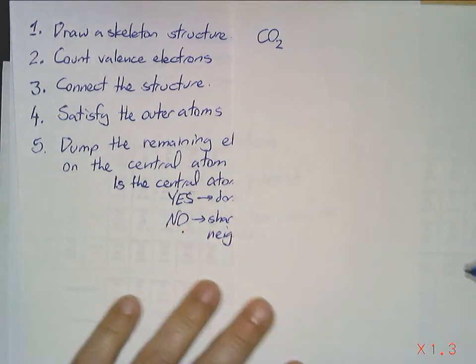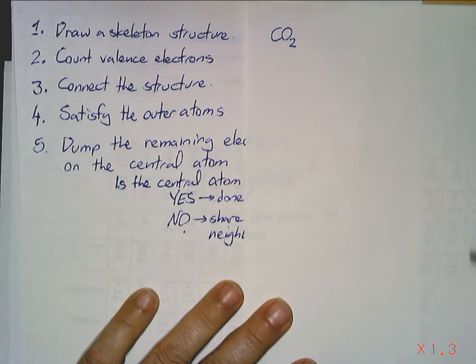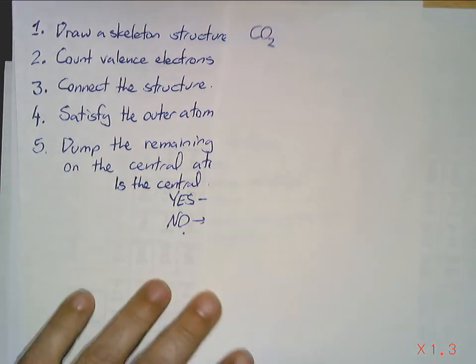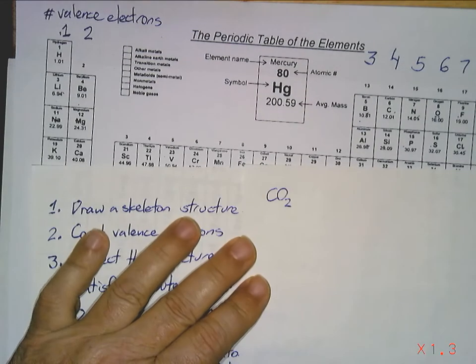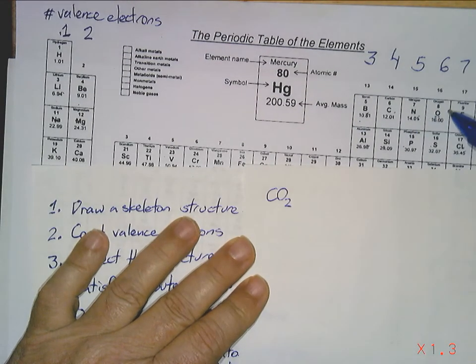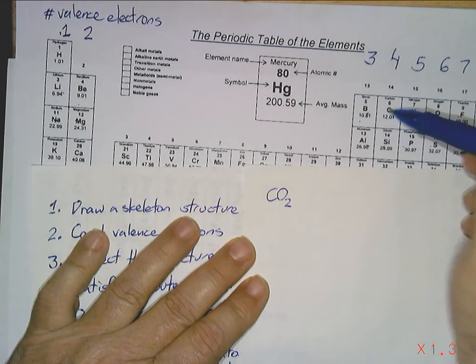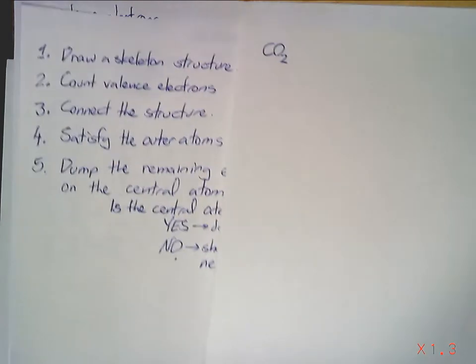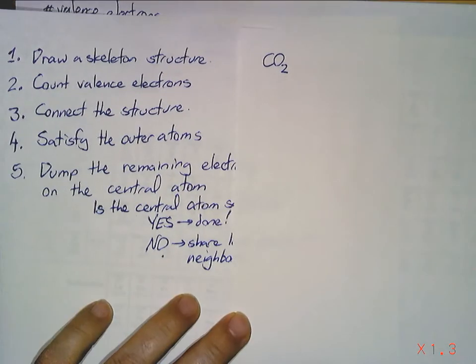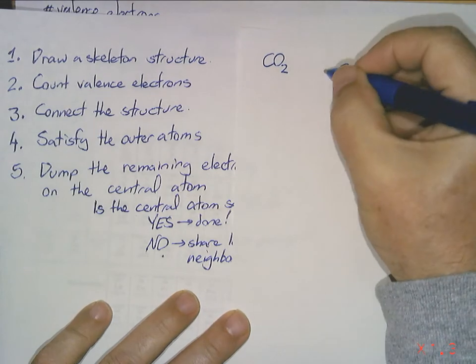Okay, step 1, write the skeleton structure. Well, what should go in the center of my structure, do you think? Take a look at the periodic table. We've got carbon in here, we've got oxygen. Looks to me like the carbon is closer to the center of the table than oxygen is. So I'm going to put carbon in the center of my structure. And my skeleton structure might look like this.